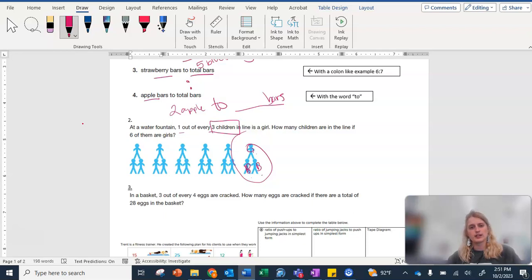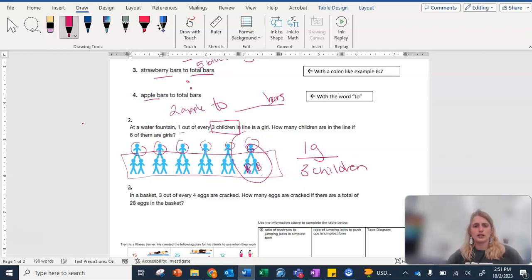How many children are in the line if 6 of them are girls? So we have a girl, 2 girls, 3 girls, 4 girls, 5 girls, 6 girls. How many boys will this be? You can do it by drawing the picture, or eventually we're going to get to the point where we say 1 girl to 3 children. If there are 6 girls, how many children?